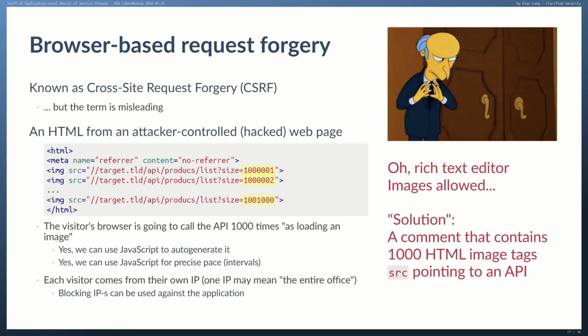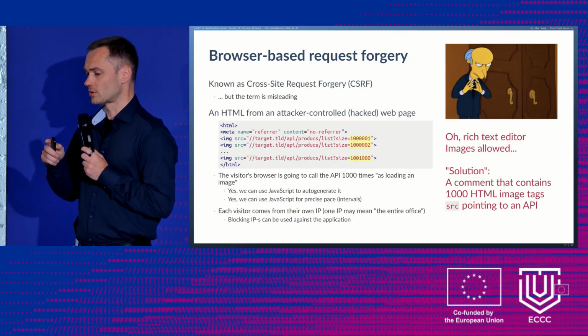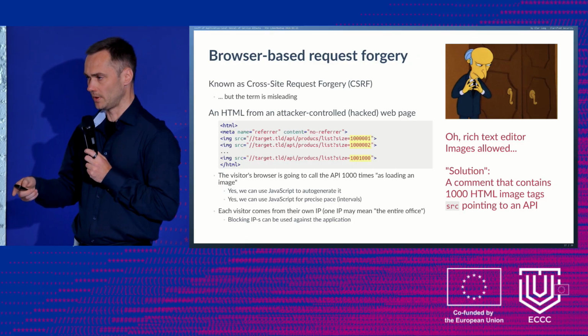So if the visitor's browser loads the HTML from the application or from the external site, it starts making HTTP requests to the vulnerable API endpoint as if loading images. In this case, 1,000 images at once, but we are not limited to that. This is just an example. Now, it is important to understand that each visitor is going to make those HTTP requests from their own browser, from their own IP.